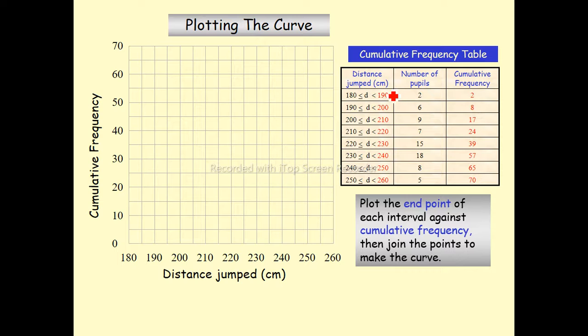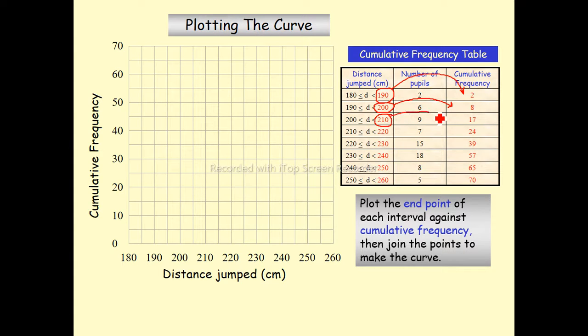Okay. What you want is your upper bound. Your upper bounds go with the cumulative frequency. Always remember that. You see the ones in red? Your upper bound goes with your cumulative frequency. So that's how you plot it.